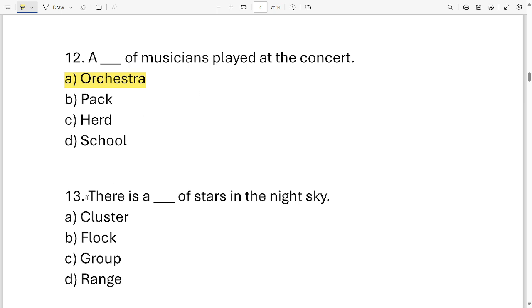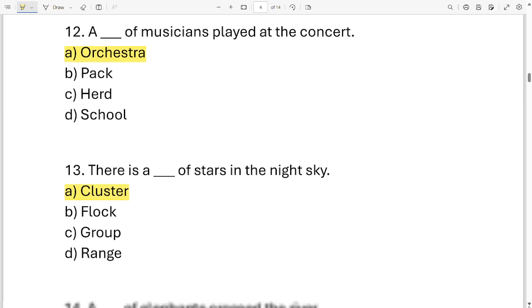Okay, next one. There is a dash of stars in the night sky. Which word should come in this blank? Your options are cluster, flock, group, range. Which of these is the correct option? Is it A? Is it B? Is it C or is it D? It is option A. There is a cluster of stars in the night sky.